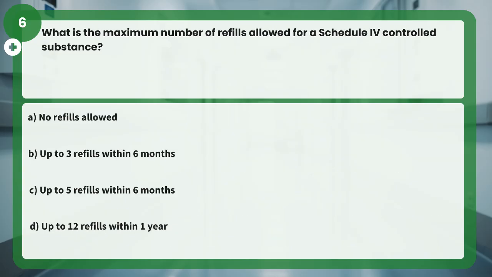Question 6. What is the maximum number of refills allowed for a Schedule IV controlled substance? A. No refills allowed. B. Up to 3 refills within 6 months. C. Up to 5 refills within 6 months. D. Up to 12 refills within 1 year.